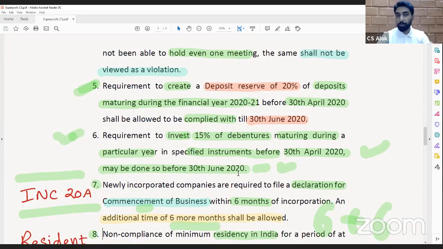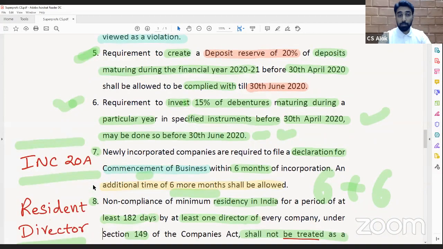So this 15% debentures, when we look at the debenture related provisions, it has been told very clearly where they're talking about 15% debentures during the year should be invested in specified instruments. Now, government is telling you have to do it, but we are going to give you 2 months extra time to do it. That's all. They're not saying don't do it. They're going to give you extra time. Yeah. So that is about that.